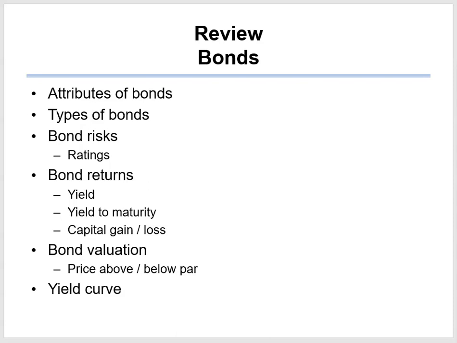And we've also talked about the yield curve. The yield curve shows the different yield as a function of maturity. And typically we have an upward sloping yield curve.